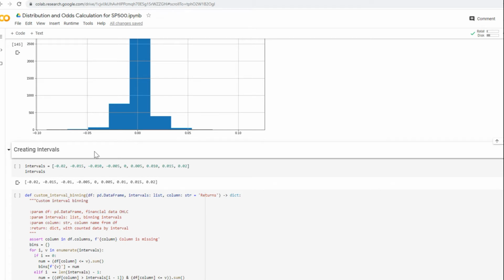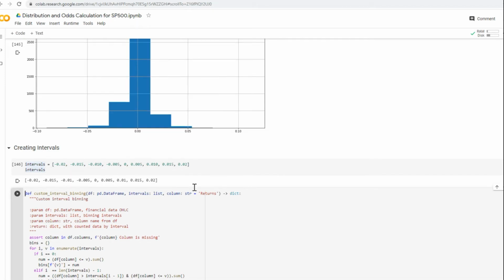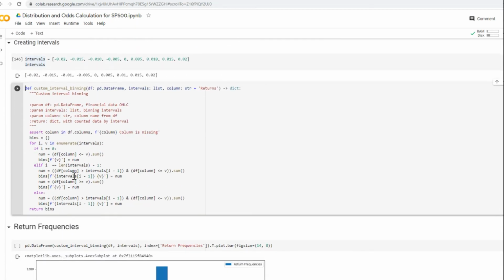We don't necessarily need to see up to minus 10% or up to 10%. We can say, okay, what are the returns below -2% or above 2%, right? So you can create your custom intervals here. You can say -2, -1.5, -1, and so on, in 0.5% steps.